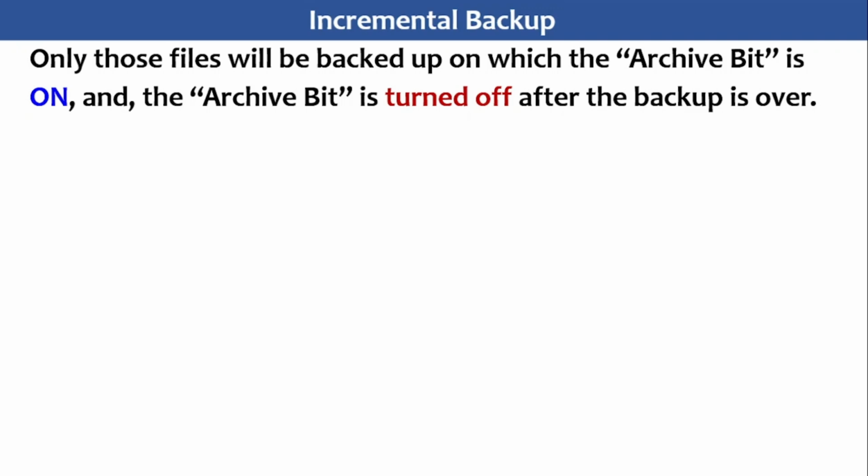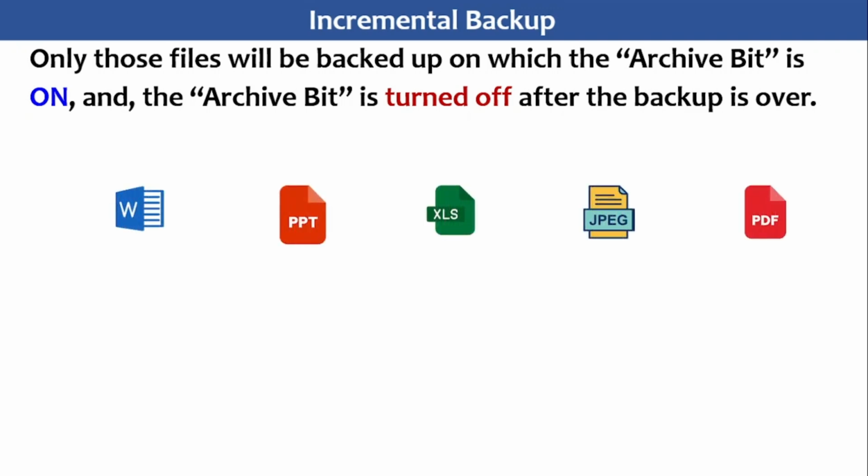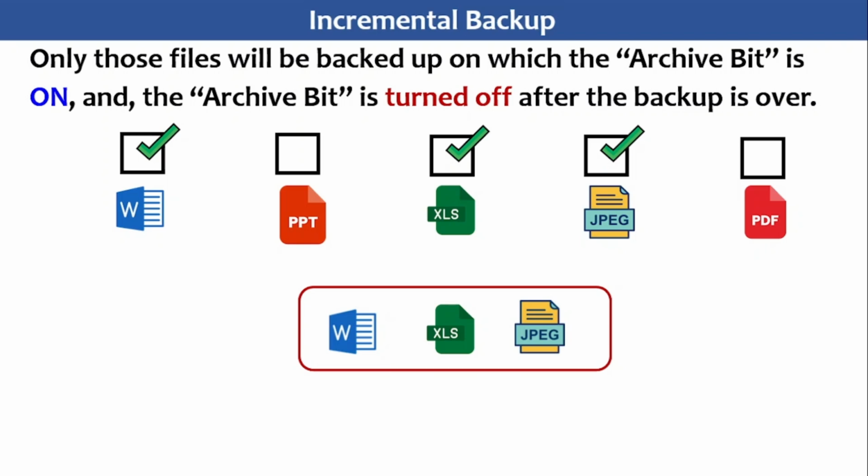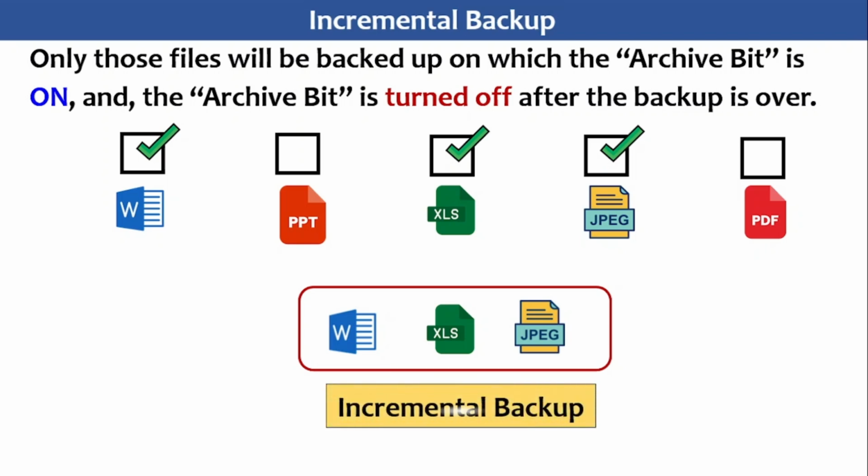So let's take the same example over here. We have 5 files with the status of archive bit, and let's say we took an incremental backup of these 5 files. Only Word, Excel and JPEG files will be backed up because the archive bit is on only on these 3 files. So this will be our incremental backup, and after the backup is completed, the archive bit will be turned off. So this is how our incremental backup works.